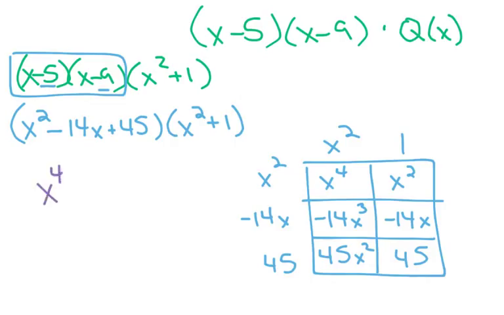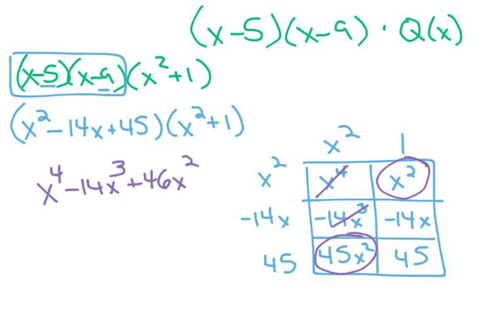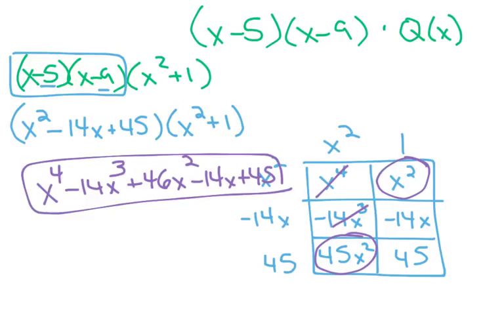The first term is x to the fourth. There's only one x to the third, so I've used that. I have to add those two together, so that's going to give me 46x squared. And then there's only one x term, and then one constant. And this would be a sample quartic function that has only two real zeros at 5 and 9.